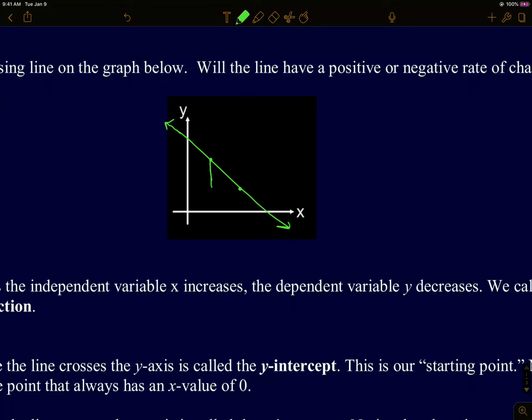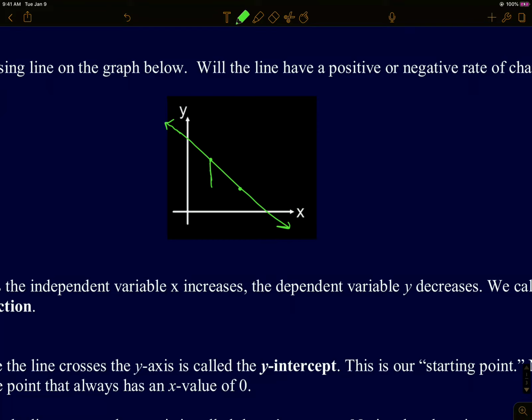So when we make our rate of change, delta y over delta x, change in y over change in x, we've got a positive divided by a positive, which is a positive number. So our rate of change is positive. And you can tell by looking at the graph, because as you go from left to right, it's going up. That's kind of the way to think about it.